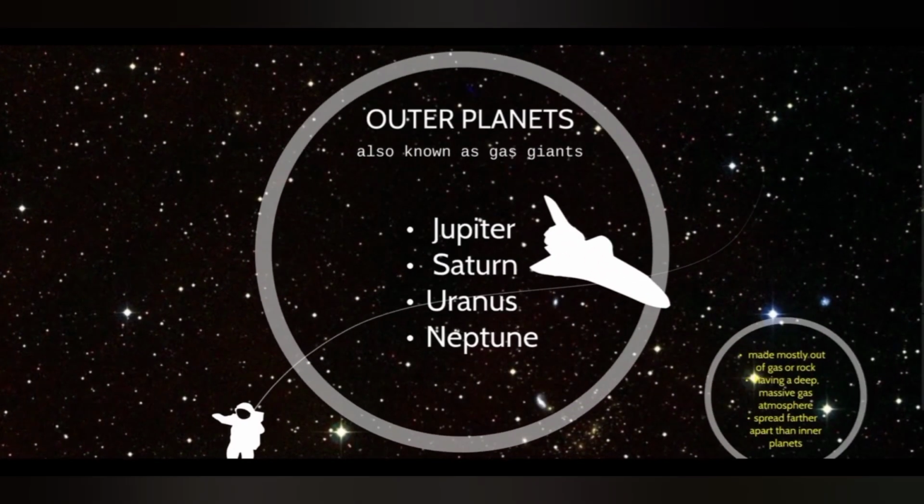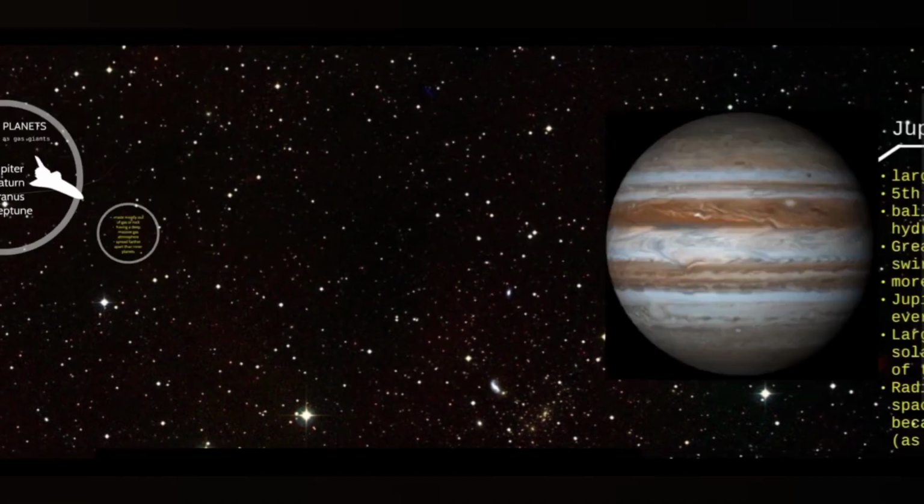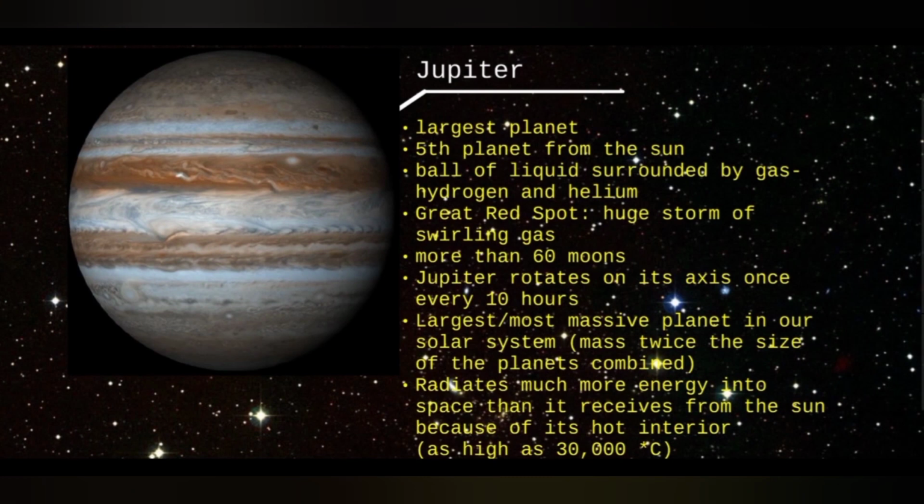Okay, let us proceed to our other planets, the outer planets, also known as the gas or giant planets. So, outer planets are made mostly out of gas instead of rock, having a deep, massive gas atmosphere, and are spread farther apart than inner planets. Kung kokompara natin sa inner planets, halos hindi naman po sila magkakadikit.